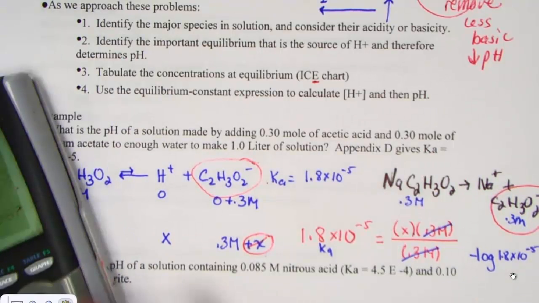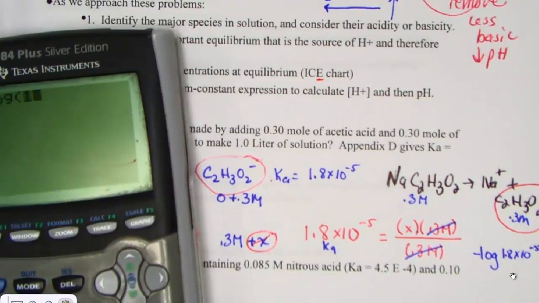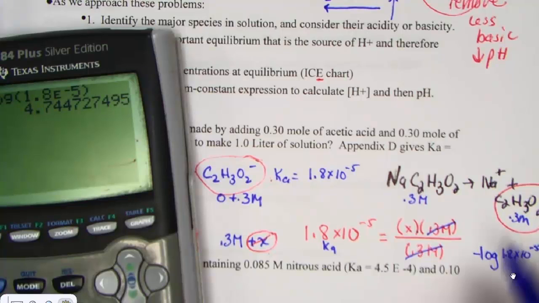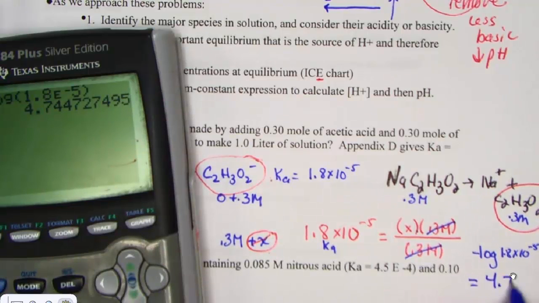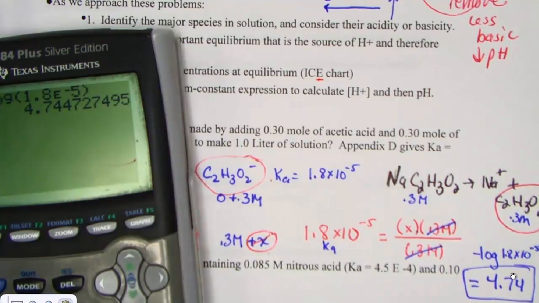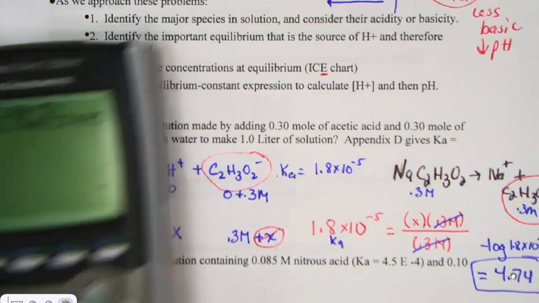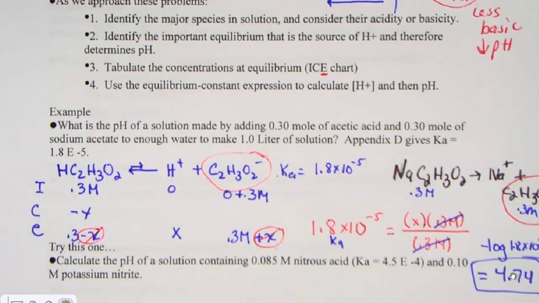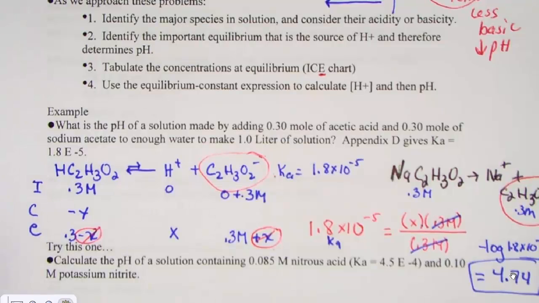So far I haven't hit my calculator, but when we hit negative log of 1.8 E negative 5, the Ka value for our acetic acid, our pH comes out to be 4.74 pH units. And does that number make sense? Yeah, it's a weak acid. We need to have that in the acid range of our pH scale.